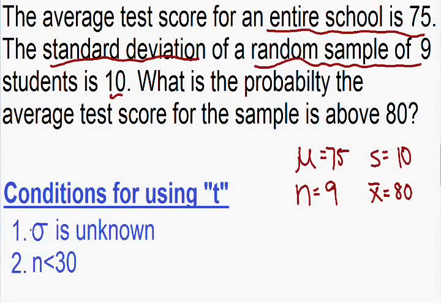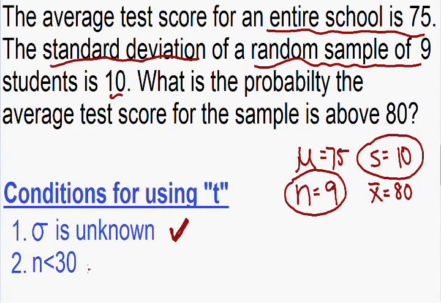So let's see if both our conditions for using t have been met. Our condition number 1 is, is our population standard deviation unknown? Yes, we don't know what it is. We were given the sample standard deviation, but we were not given the population standard deviation. So our first condition was met. We do not know our population standard deviation. Let's see if our second condition has been met. Is our sample size less than 30? Our sample size is 9, so 9 is definitely less than 30. So our condition number 2 has also been met.